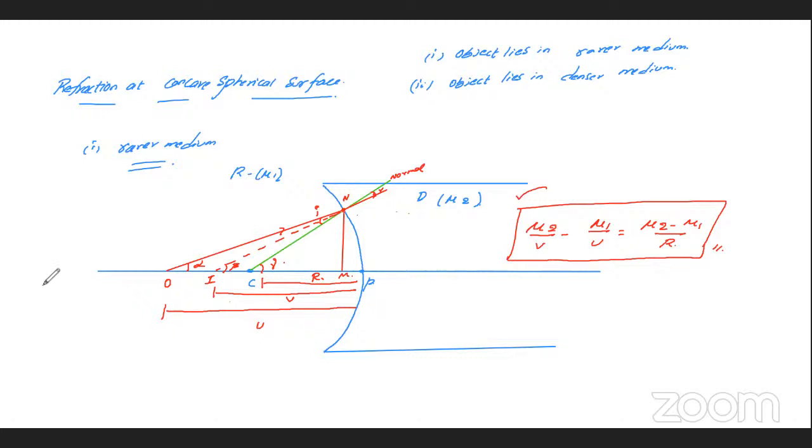So after that we will stop. The last one is your concave. Same thing, concave, but the object is formed in your denser medium. Let's see. So here it is your concave, but the object lies in your denser medium.